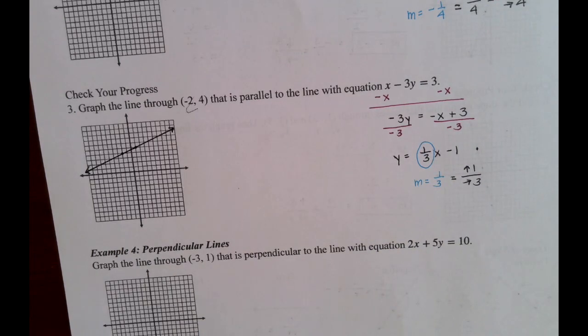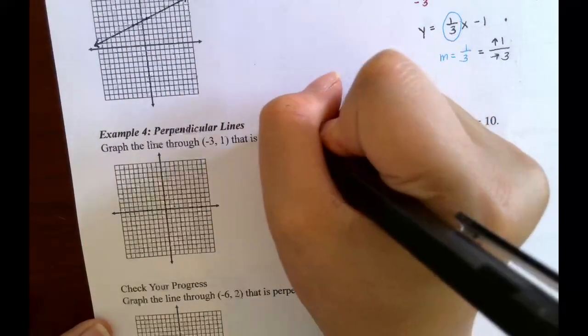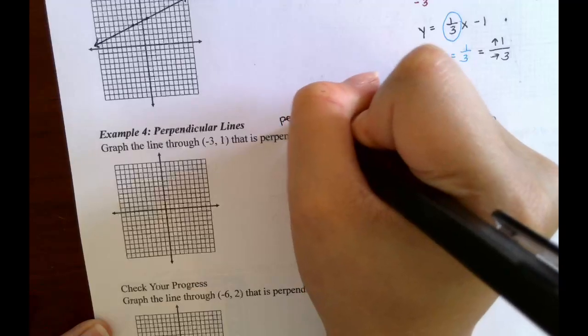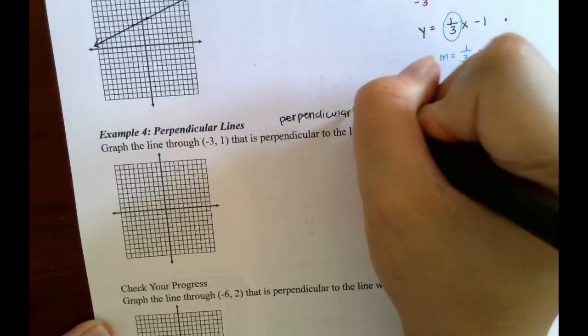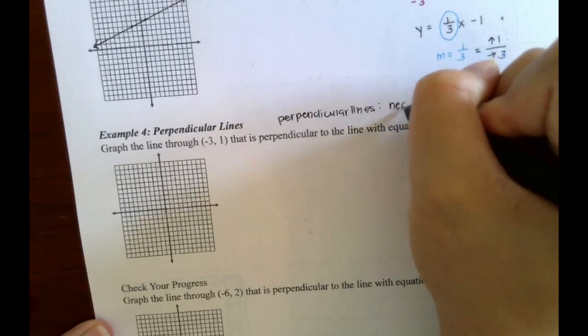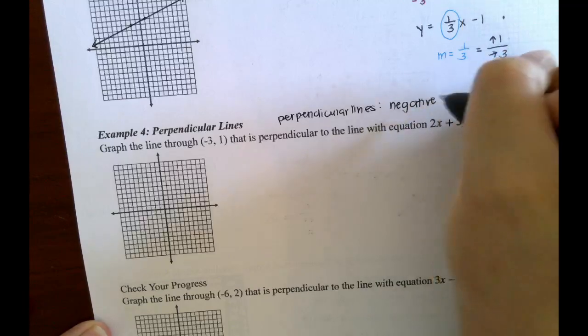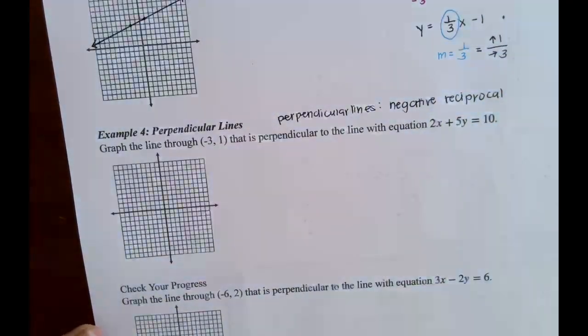Okay. Example 4 is perpendicular lines. And so what we know about perpendicular lines is they have opposite reciprocal or negative reciprocal slope. So that means their slope is a reciprocal, but also the opposite sign.